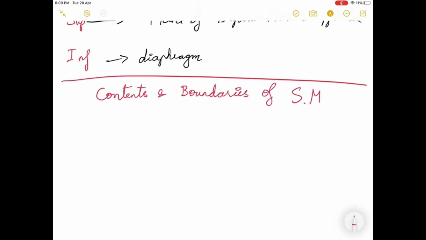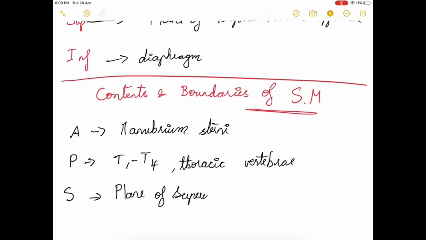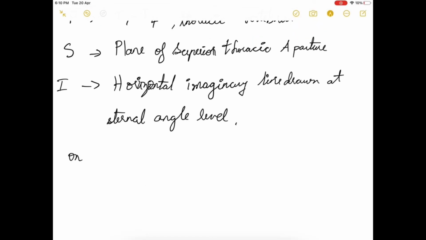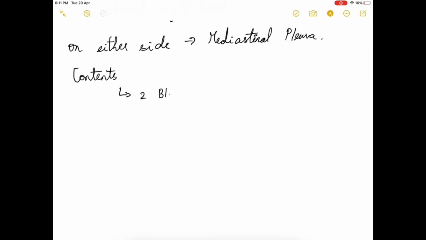And then moving on to the contents of the superior mediastinum. Boundaries: anteriorly, manubrium sterni. Posteriorly, T1 to T4 thoracic vertebrae. Superiorly, plane of superior thoracic aperture. And inferiorly, horizontal imaginary line drawn at the sternal angle. And on either side, we have the mediastinal pleura. And now moving on to the contents.